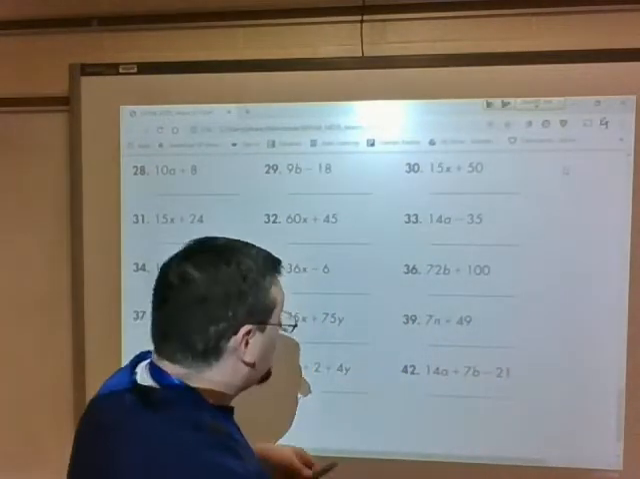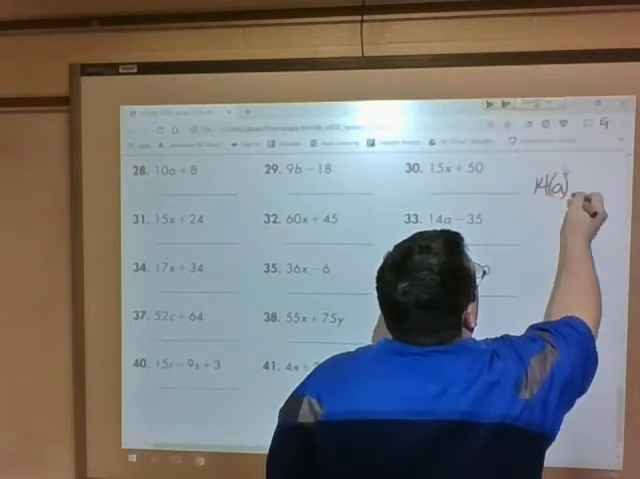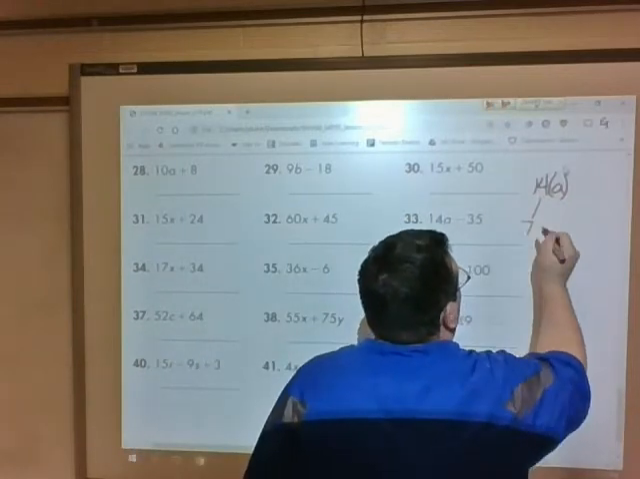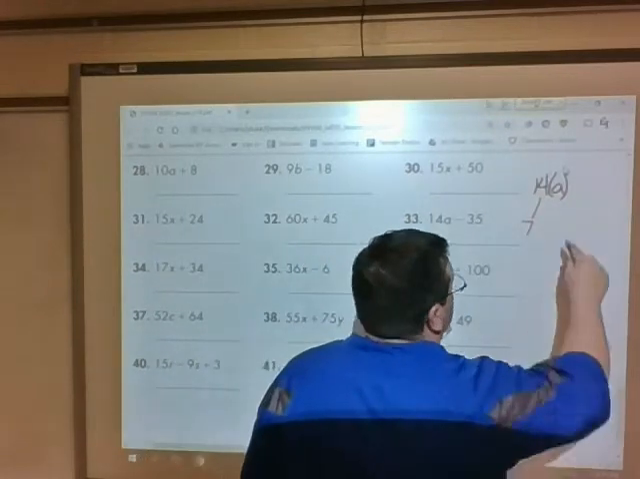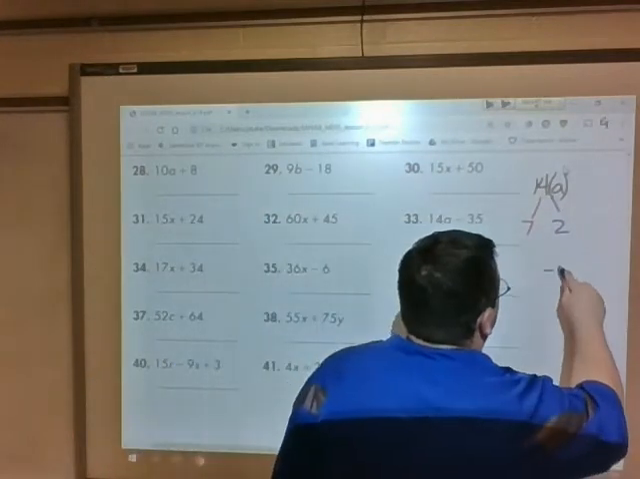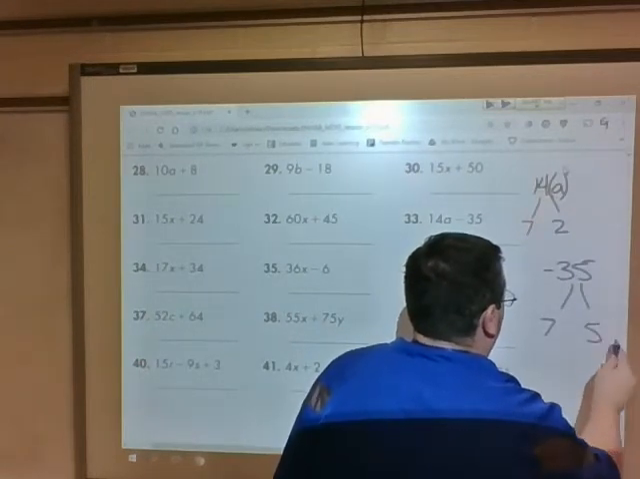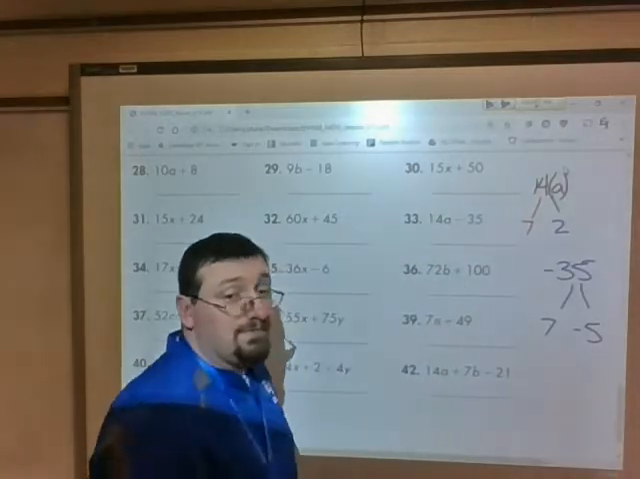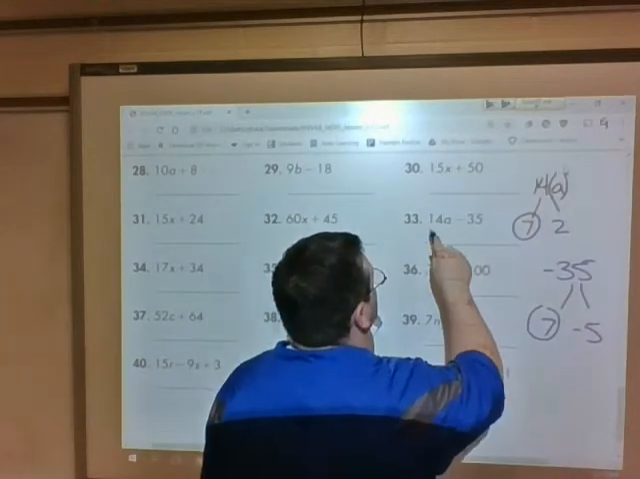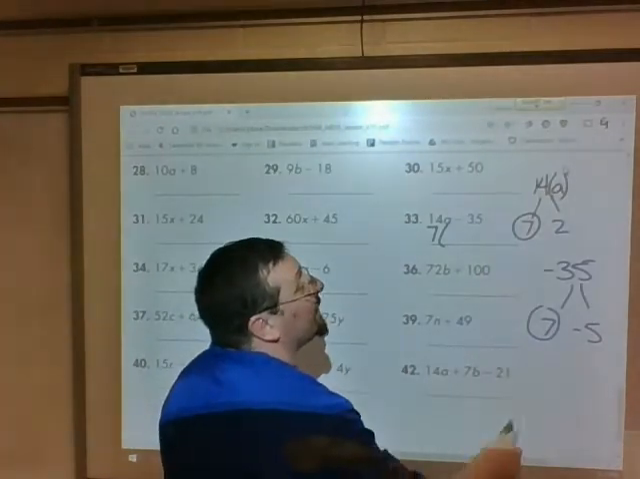Okay, I'm going to start with 14a. I'll go ahead and factor a out by itself. My next factors are 7 times 2. My next term is negative 35. I'm going to factor out 7 and 5, and I'm going to make the 5 negative. The reason being is now I see my 7s are common terms, so that's what's going to be outside the parentheses.